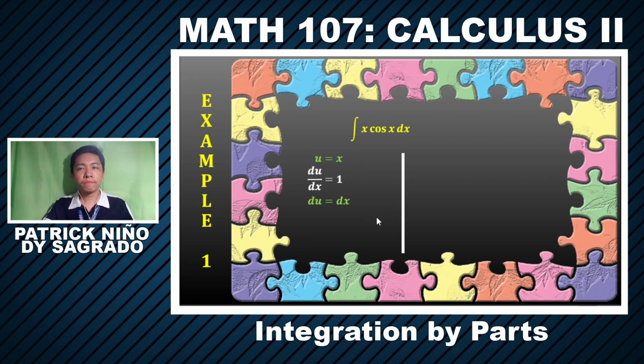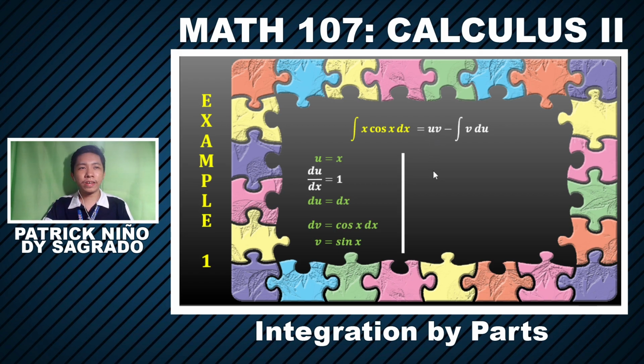Can you tell us what is dv in this case? Yes, dv is the remainder, which is cosine x dx. Can you tell us what is our v? Our v is equal to sine x. We already know that through the basic integration rules. So let's now go through solving this. Let's put up the formula for integration by parts, which is uv minus the integral of v du.